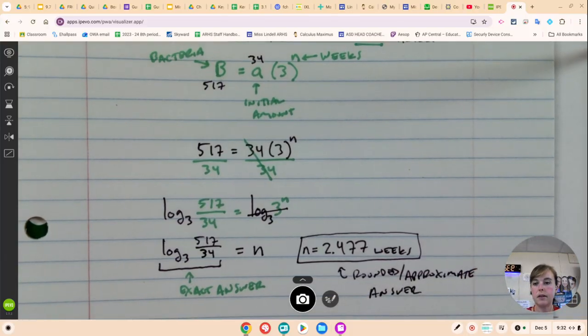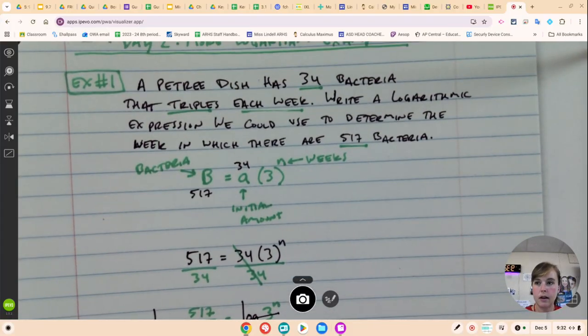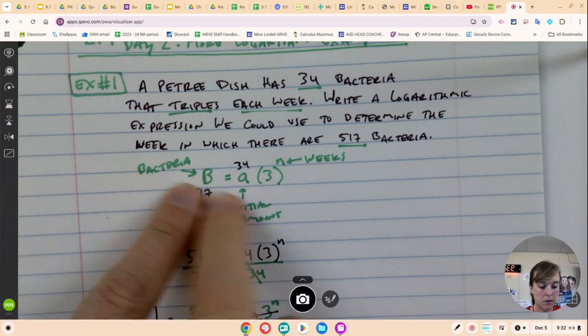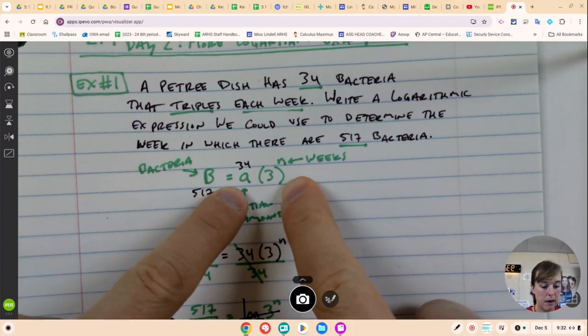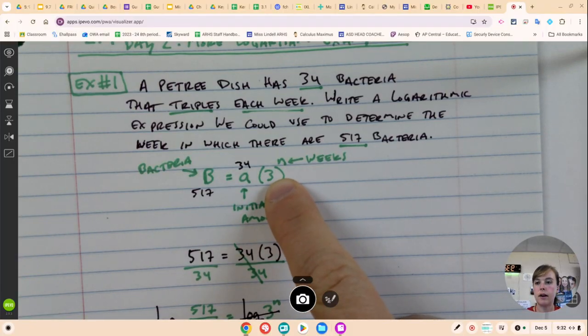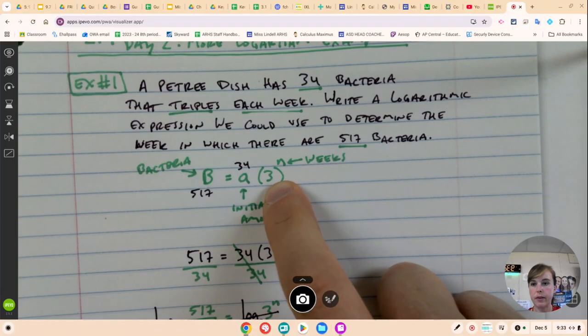All right, so that would be good enough for that one. So just a quick recap of what we did. We set up our exponential function that we're going to use to find a logarithmic expression. So we have our end number of bacteria equals our initial amount times 3 to the n, because it's tripling each week. So whatever amount it's multiplying by each time, that's how we know what number goes there.